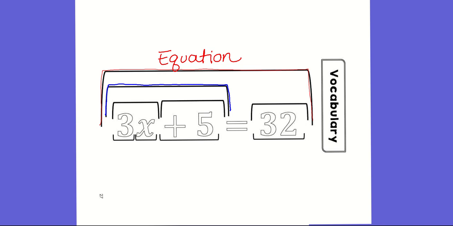The first part of your equation before the equal sign that I just outlined in blue, this is your expression. Remember, an expression is a math problem without an equal sign. Now, looking at our two numbers that we have standing by themselves, we have our positive 5, our plus 5, and our 32. Both of these we refer to as constants.